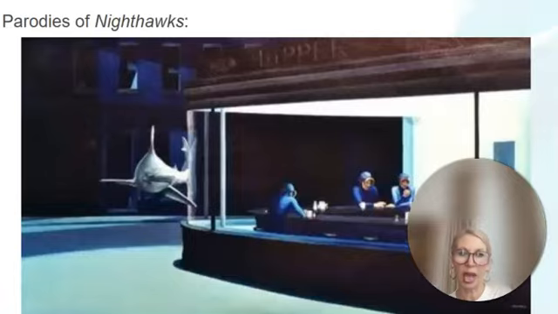Let's continue looking at parodies. As you compare these images, think about how an artist can take an existing artwork and change it to create something new. Even though the details might be different, the original idea from Hopper's Nighthawks can still be recognized. This is also a good reminder that artists can communicate ideas through composition, lighting, value, and subject matter.